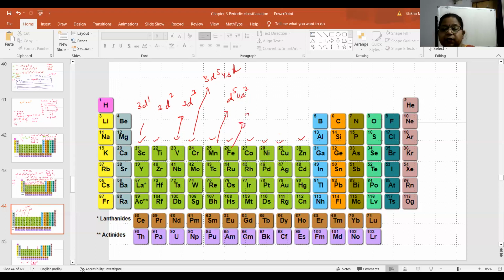Iron, 26, just pick the 6. So it will be 3D6. Cobalt, 3D7. Nickel, 3D8. Copper, 3D10, 4S1. That's an exception, we know. 30, zinc, will have 3D10.